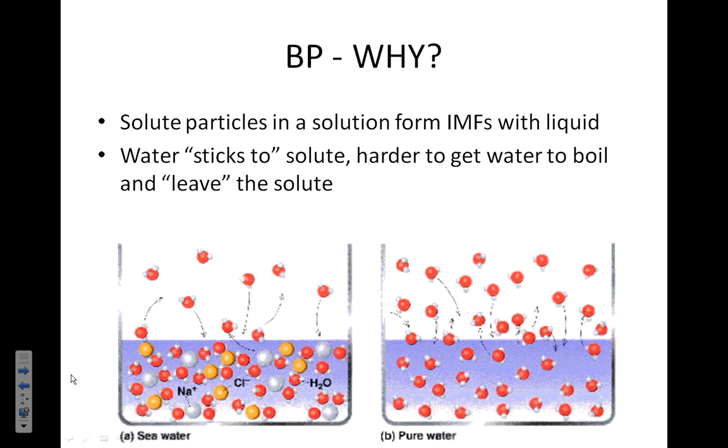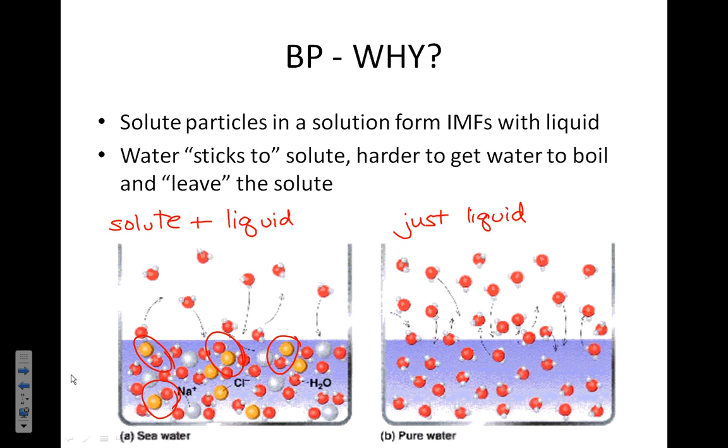And this is what this figure is showing. On the left, you have seawater. So this is our solute plus liquid. And on the right is just the liquid. And we see on the left, the water is sticking to all of the salt ions that are in solution, and it's preventing the water from evaporating. So this has a higher boiling point, right? Higher boiling point because you're keeping the water trapped in solution, so it's going to take more energy to get that water to leave. Higher boiling point. On the right side, there is no such attraction, so it is easier for the water to boil, so it's going to have a lower boiling point.